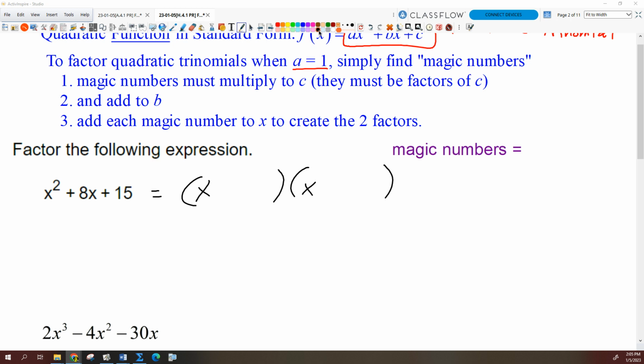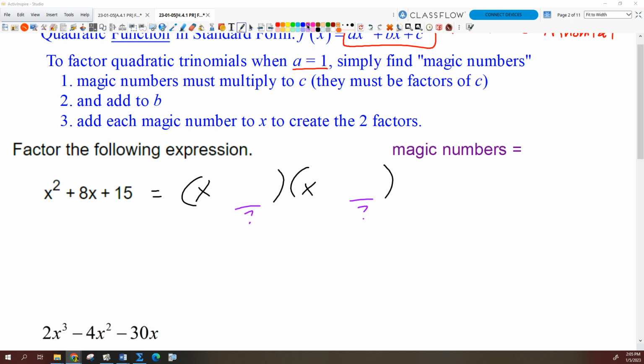Well, if I were to distribute here, when I distribute the x to the x, I'm going to get my 1x squared term, right? The only thing we need to determine when we are factoring this trinomial is what are the magic numbers that go there and there? I mean, if they exist. So what would they have to do? What's our recipe for the magic numbers? They have to multiply to 15 and add to 8.